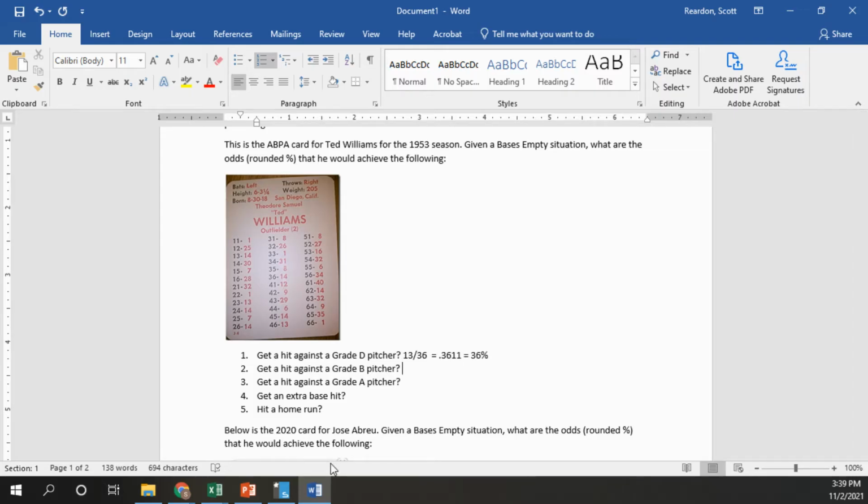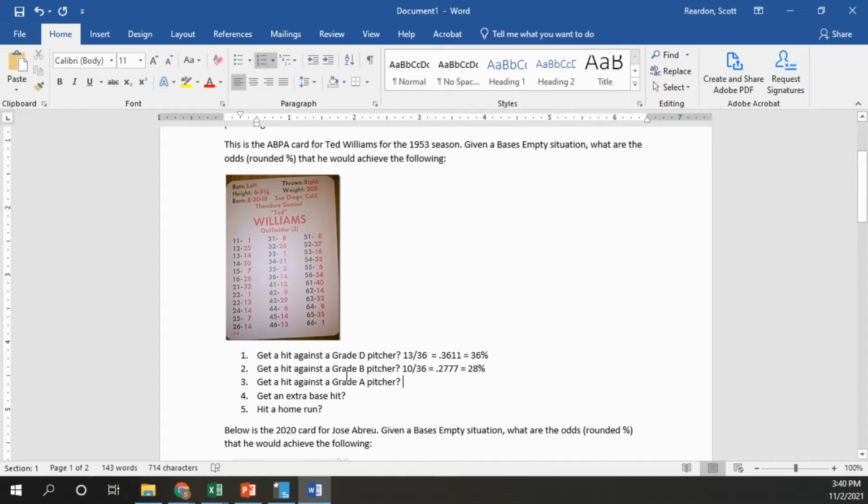So I'm going to subtract that from my 13. I end up with 10. 10 out of 36. Against a grade B pitcher, he has it with the bases empty, 10 out of 36, or 0.278, actually 277 repeating. If I round that to the nearest percentage, he has a 28% chance of getting a hit. Now, how about against a grade A pitcher?